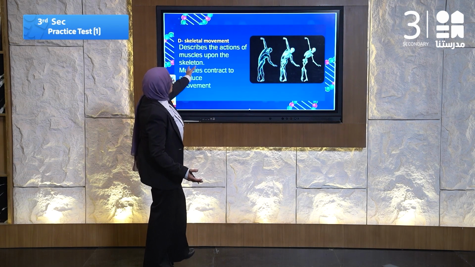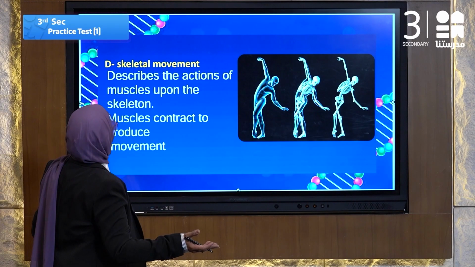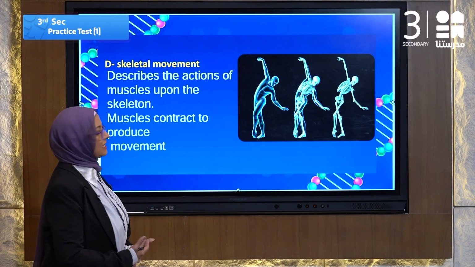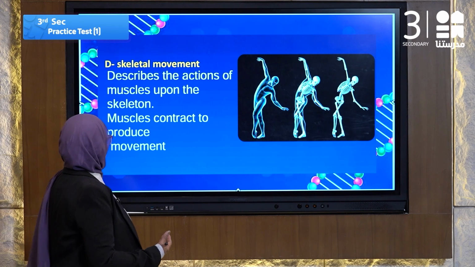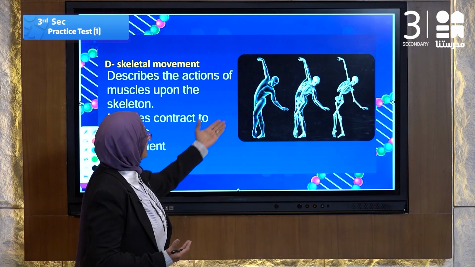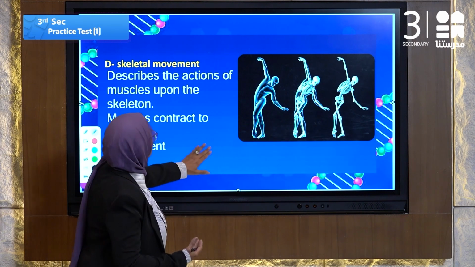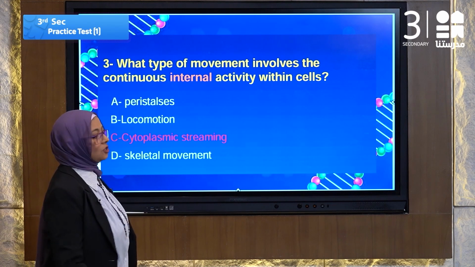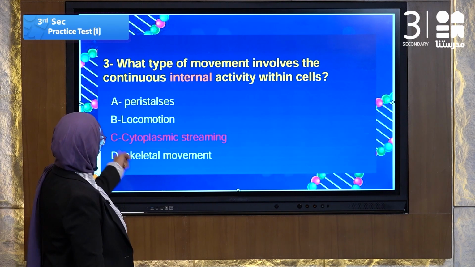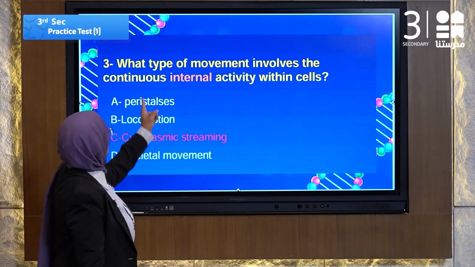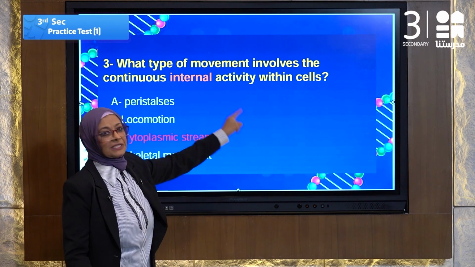Skeletal movement describes the action of the muscle upon the skeleton. We can bend and we can move, as appears in this figure. So the choice is cytoplasmic streaming, about the internal activity within the cell.